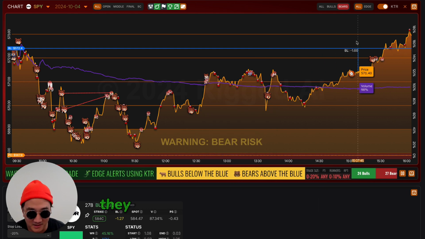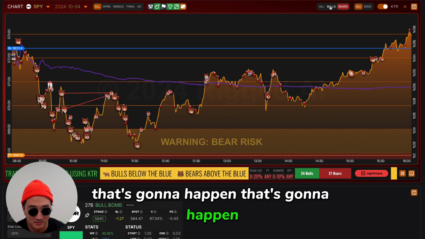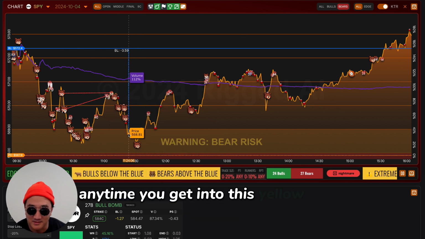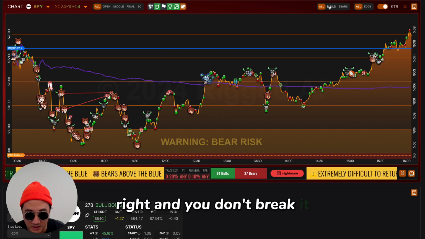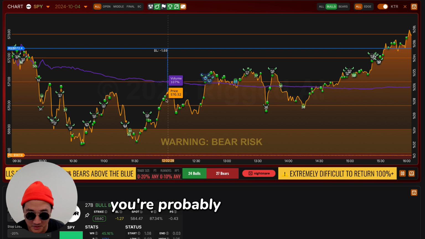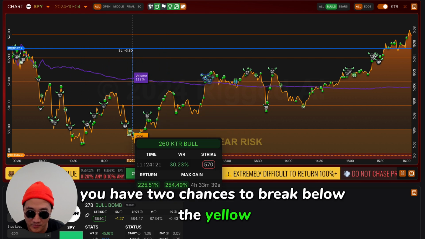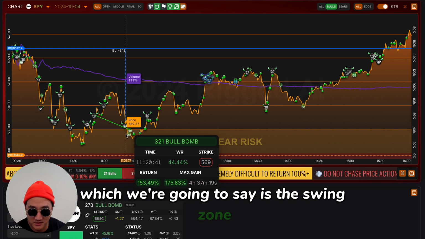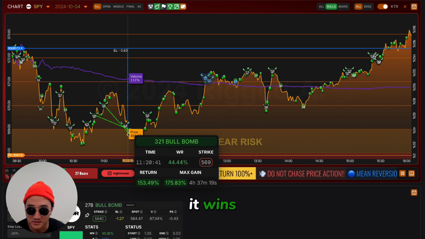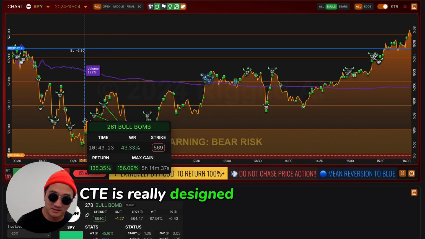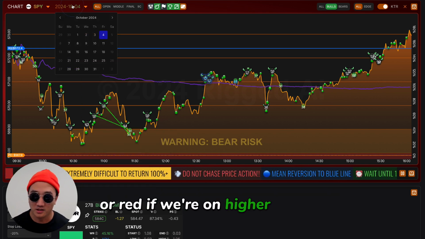This was a Friday. They ended up mean reverting it. That's going to happen. Anytime you get into this yellow zone, when it's red, and you don't break it, you're probably going higher. You had 2 chances to break below the yellow, which we're going to say is the swing zone. Doesn't happen. And guess what? It wins. CTE is really designed to get you into this yellow or red if we're on higher volume.